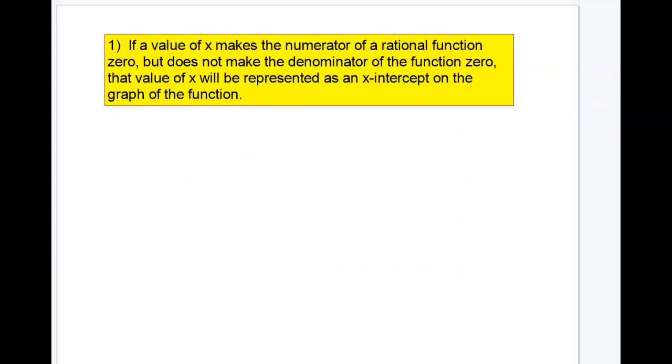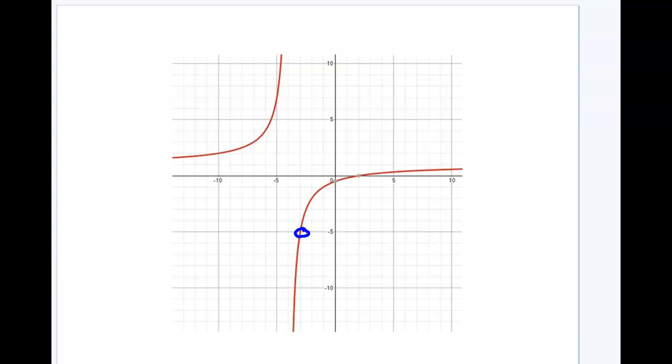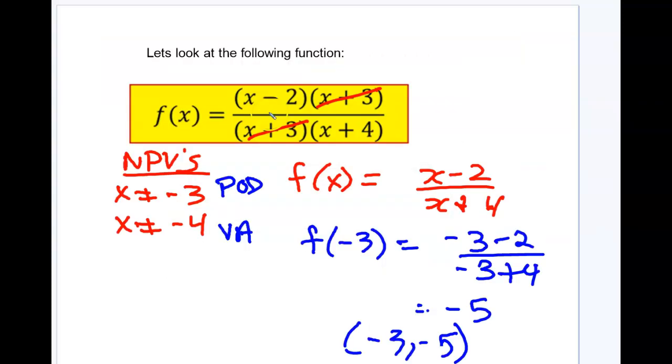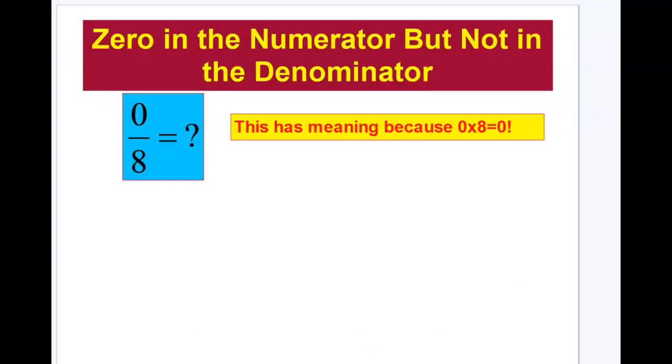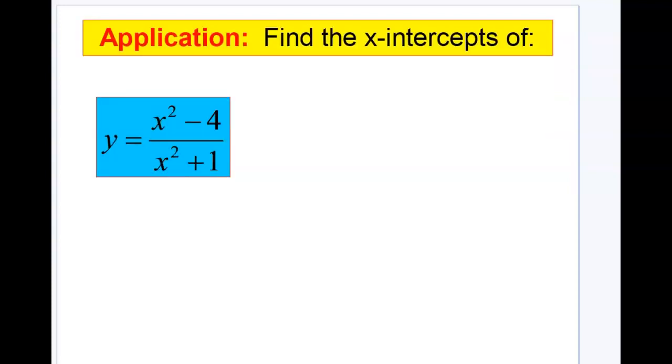Okay, if a value of x makes the numerator of a rational function 0, but does not make the denominator of the function 0, that value of x will be represented as an x-intercept on the graph of a function. And if we look back at this previous example, the value 2 makes the top or numerator of this function 0, but not the bottom. And notice that 2 is an x-intercept on my rational function. So basically, if we get a value of x that makes 0 in the top and not 0 in the bottom, this is going to be an x-intercept.